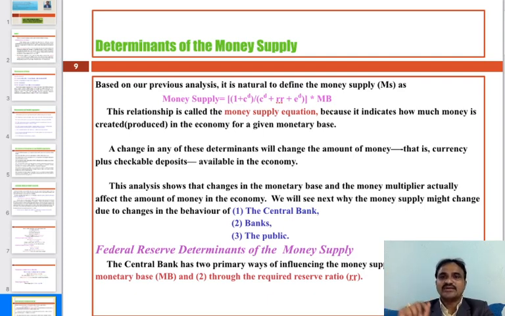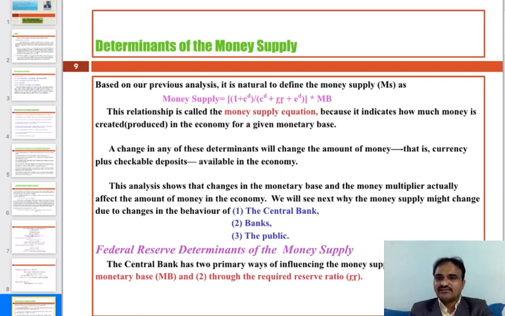So what are the factors that determine the money supply? Now in this slide we can discuss in detail. Based on our previous analysis, it is natural to define money supply as (1 + CD) divided by (CD + RR + ED), multiplied by MB. This relationship is called the money supply equation because it indicates how much money is created in the economy for a given monetary base. A change in any of these determinants will change the amount of money, that is currency plus checkable deposits, available in an economy. This analysis also shows that changes in the monetary base and the money multiplier actually affect the amount of money in the economy.